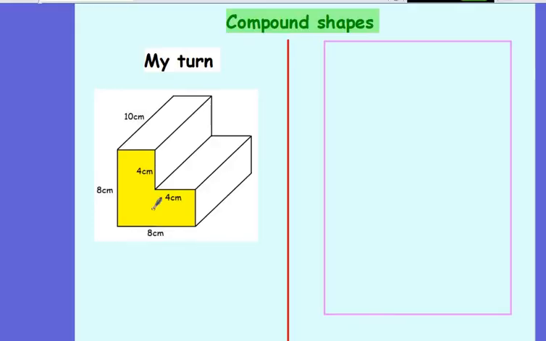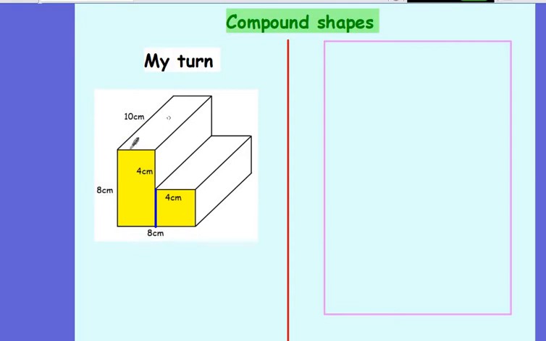Okay, I feel like we're pretty confident on working out the volume of a cuboid. How about if I've got a prism which looks like two cuboids stuck together? Well, the easiest way to work out what the volume of this one's going to be is to split it up. So now I've got two separate cuboids. I've got this bigger one and this little one.